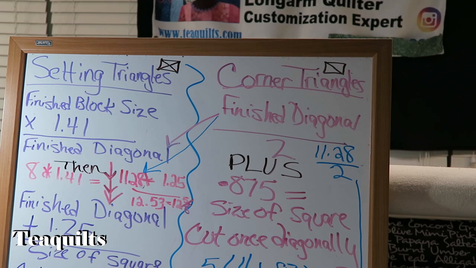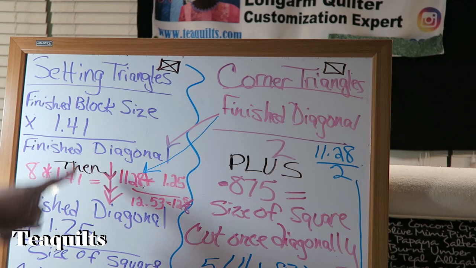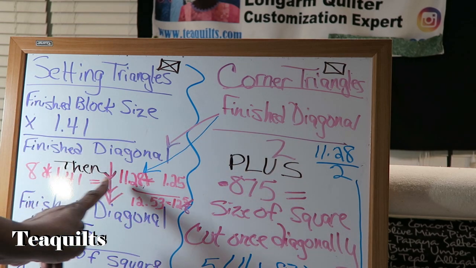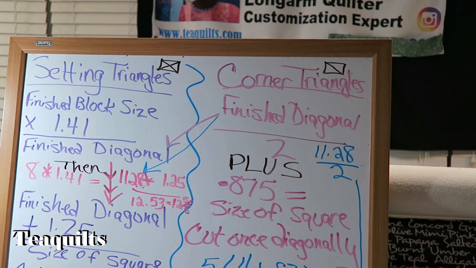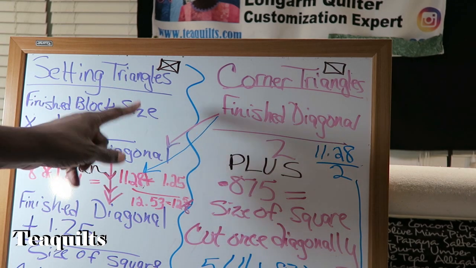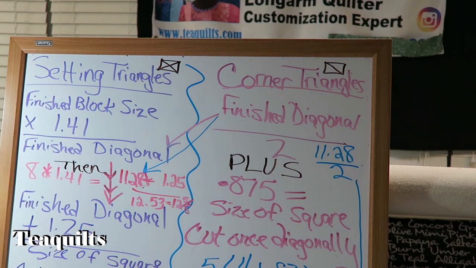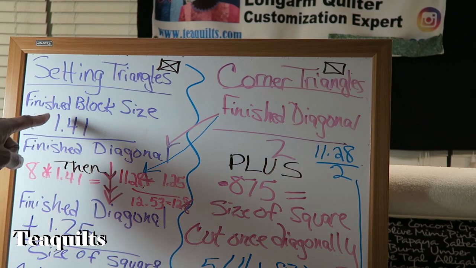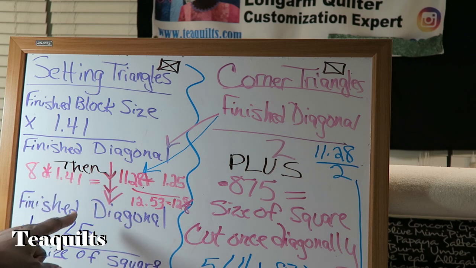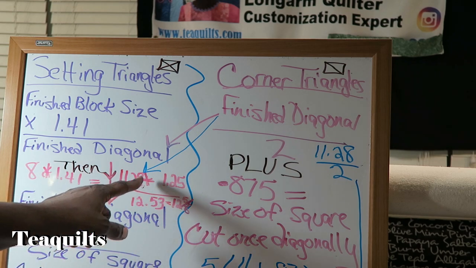So, setting triangles. We're here with the purple side, and we're going to ignore everything that's in the blue, the red, and the brown. We're just going to talk about what the formula is. The formula for a setting triangle is a finished block size, and we know that our finished block size is 8 inches, times 1.41. That will give you the finished diagonal of a block. So right here, I have multiplied 8 times 1.41, and that equals 11.28.